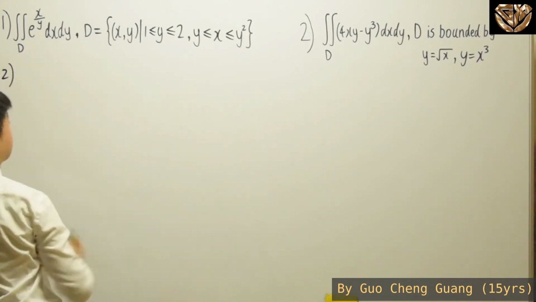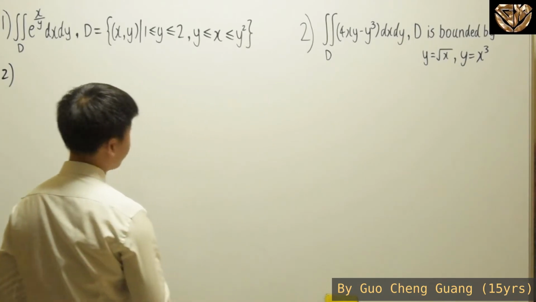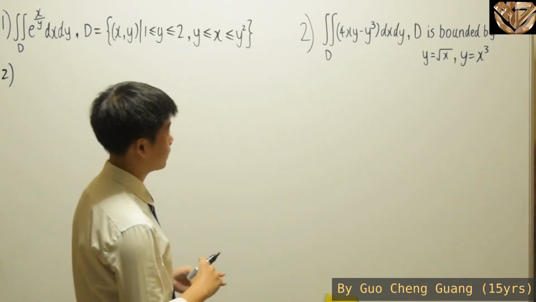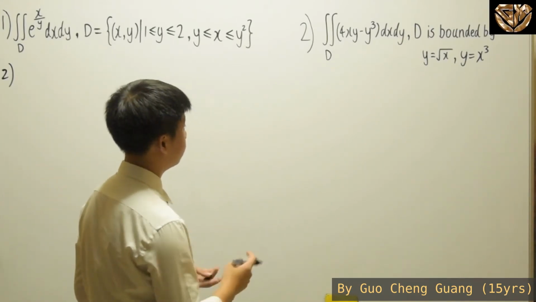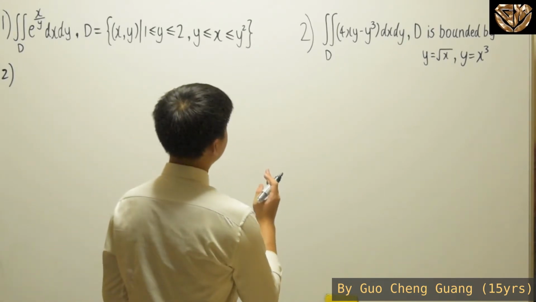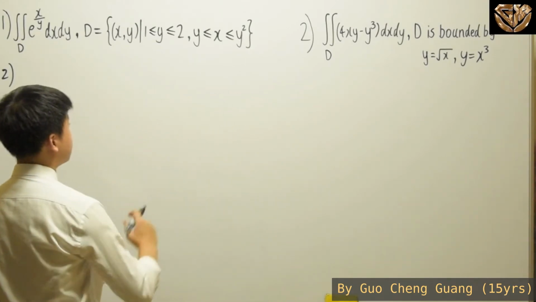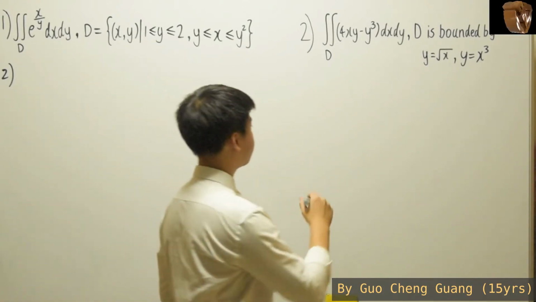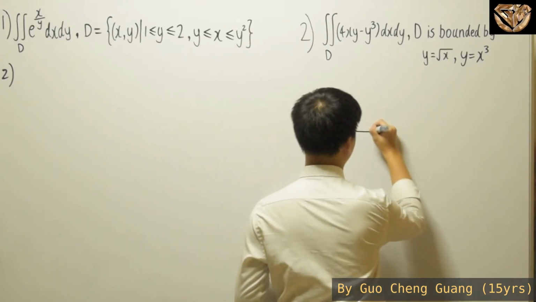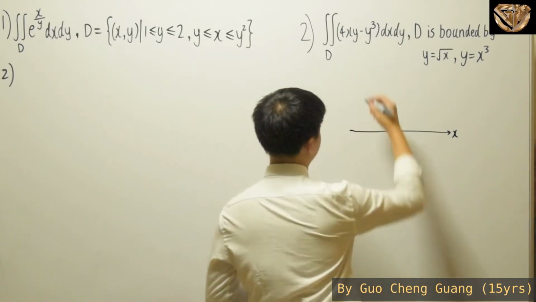Alright, our second example. Well, we have the double integral of 4xy minus y cubed dx dy over D, the capital D, not the small d in dx and dy. So D is bounded by y equals square root of x and y equals x cubed. So what will this boundary look like?